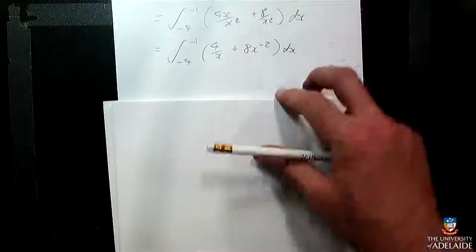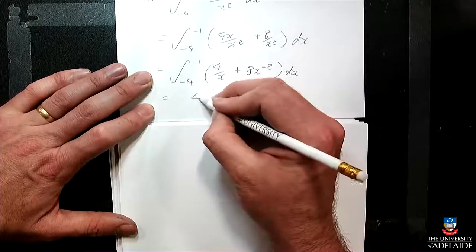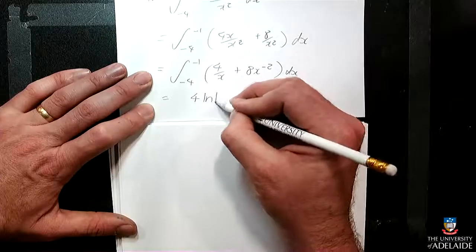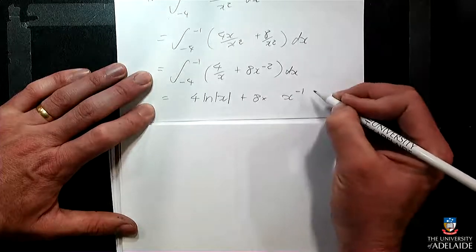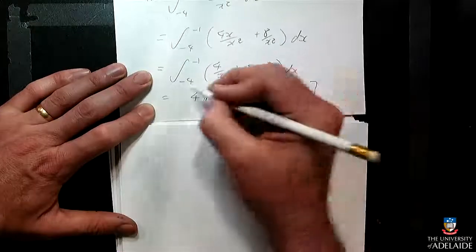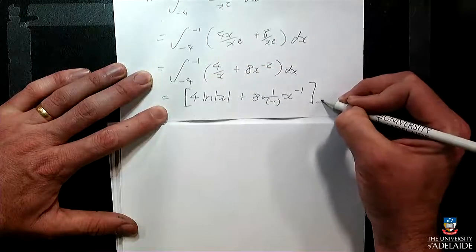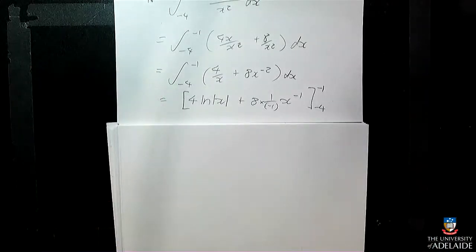And that integral I can do. 1 on x would become ln x. But it's 4 lots of 1 on x, so it's going to be 4 ln x. The 8's still going to be there. I have to put the power up by 1, so it goes up to minus 1, and divide by the new power. And I don't need a plus c when I'm doing definite integrals, because I only have to find one answer to this problem. I only need to find one of the antiderivatives, because the point of the plus c is to find all of the antiderivatives.